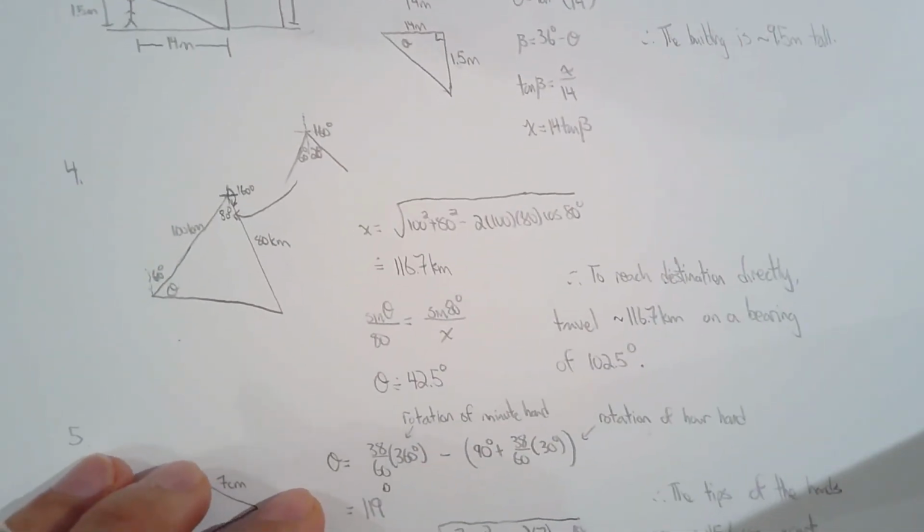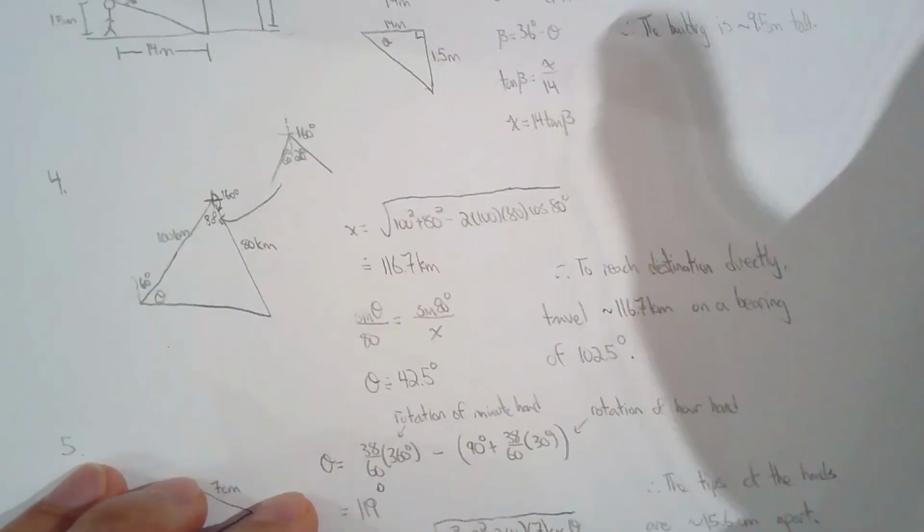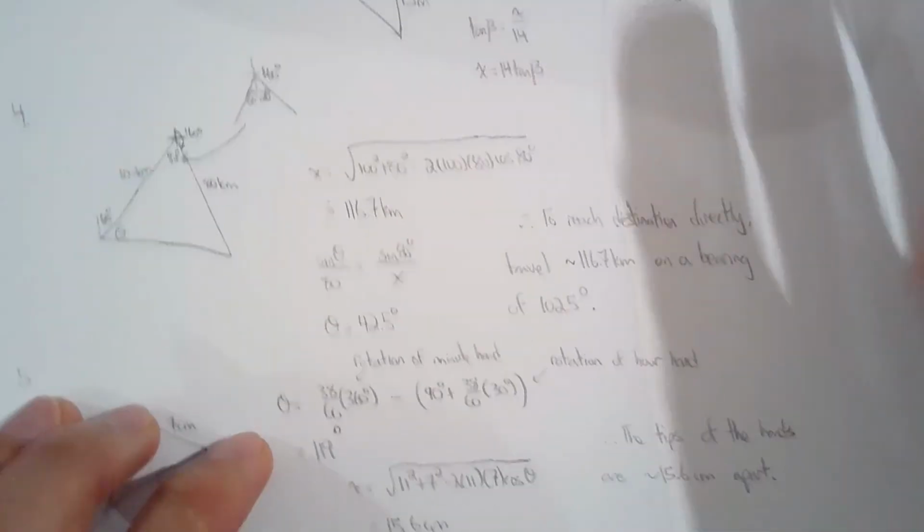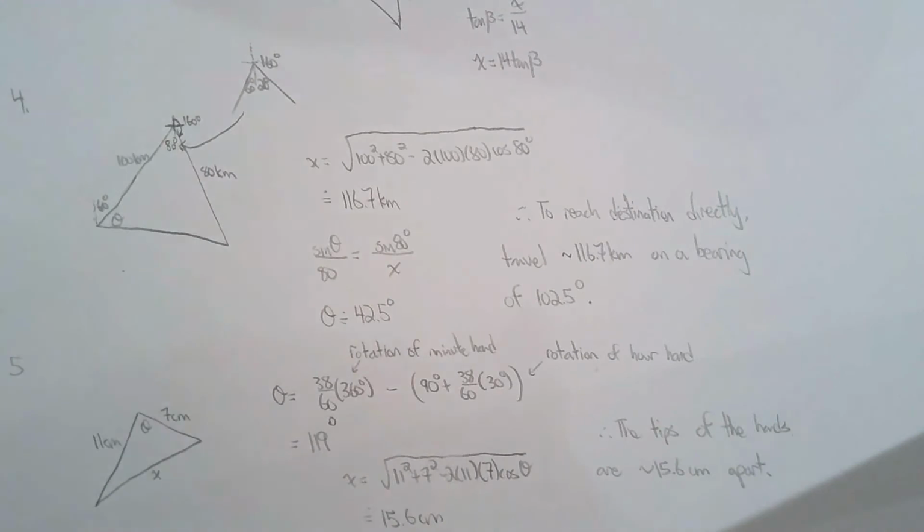Question 4, I would argue, is pretty similar to the first question we did. Just have to be very careful with the diagram. Use the alternate angles as your aid. This diagram is very, very similar to the first question. So once again, side angle side, so use the cosine law, and then you can solve for the angle using the sine law.